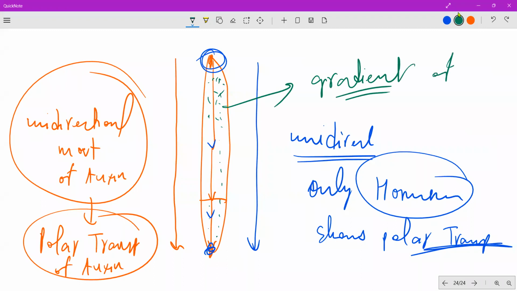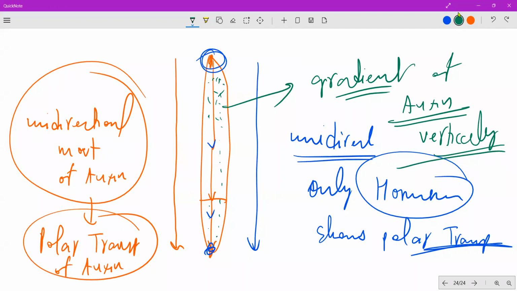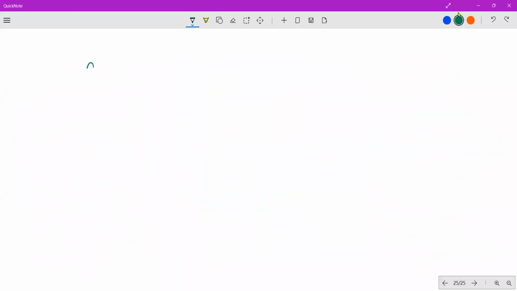There's a gradient of oxygen which is maintained in the plant vertically, and this gradient of oxygen in the plant also plays a very important role. ये जो gradient है, this gradient also plays a very important role. We know this gradient basically affects various developmental processes in the plant.